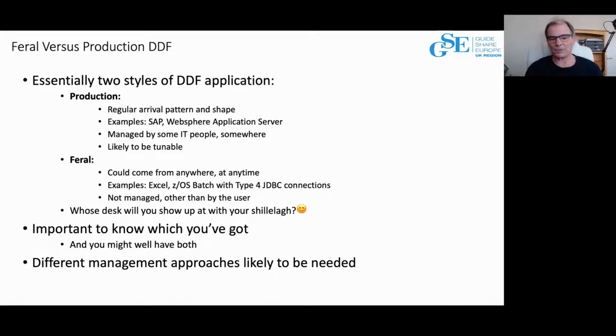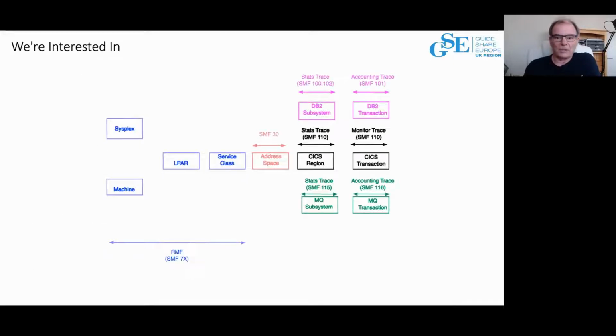Compare and contrast that with things which I also see, things like Excel, things like z/OS batch coming in with type 4 JDBC connections from somewhere. Those are much lumpier, much less controlled typically. So that's why I categorize feral versus production. Now, it's important to know which of those you've got, because you might be applying different management approaches to production DDF versus feral DDF. And actually, in many shops, there's both. We spot stuff that looks very production-like, and we spot stuff that frankly doesn't look production-like at all. So that's a concept I'd like to introduce.